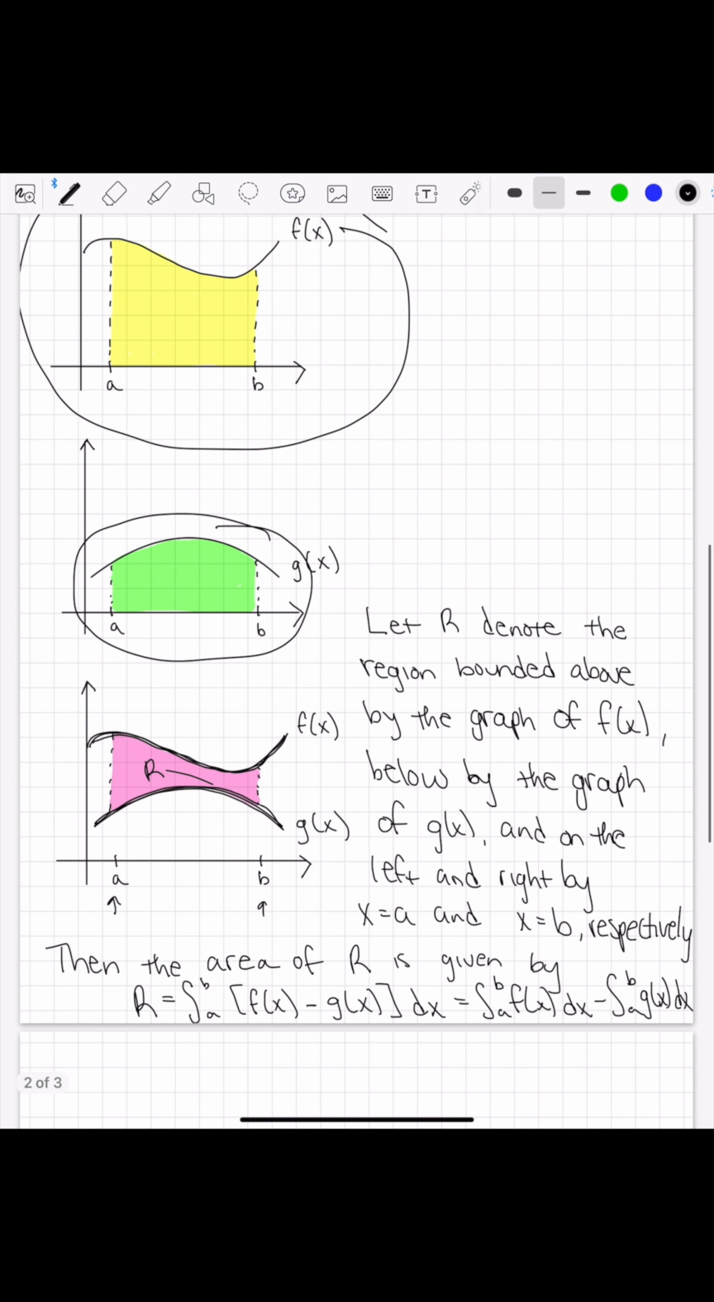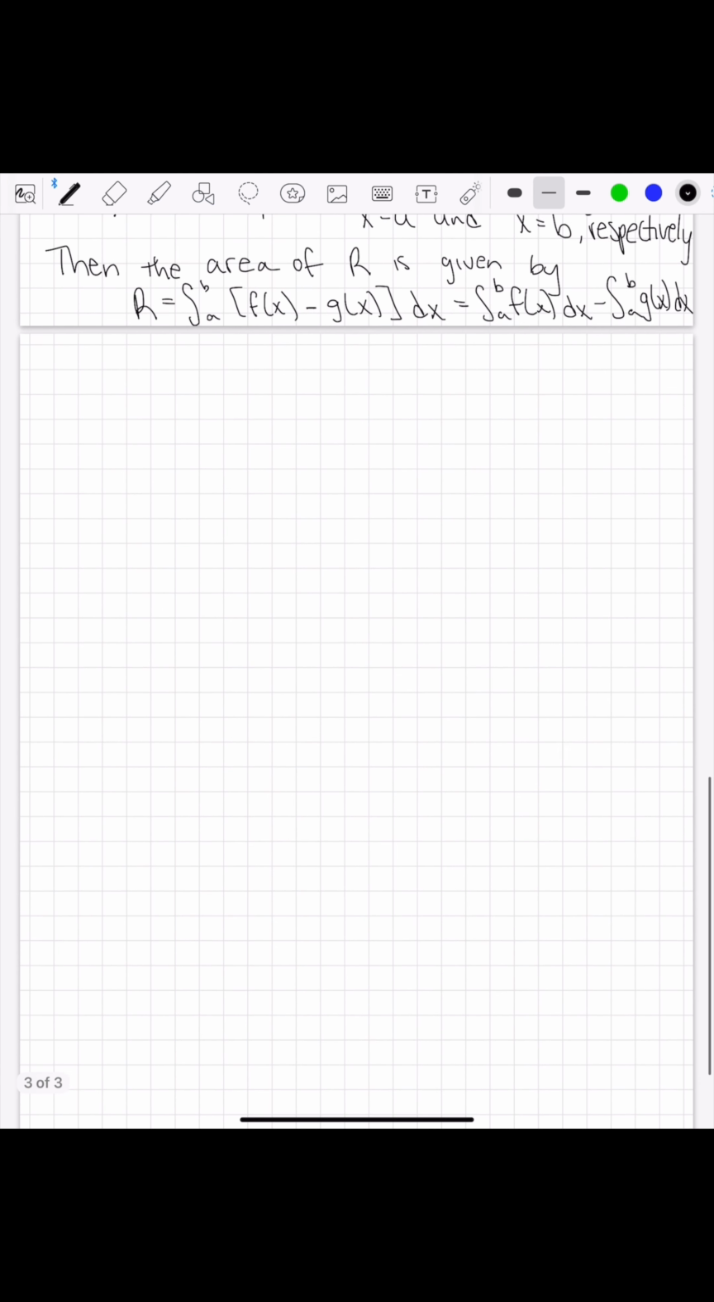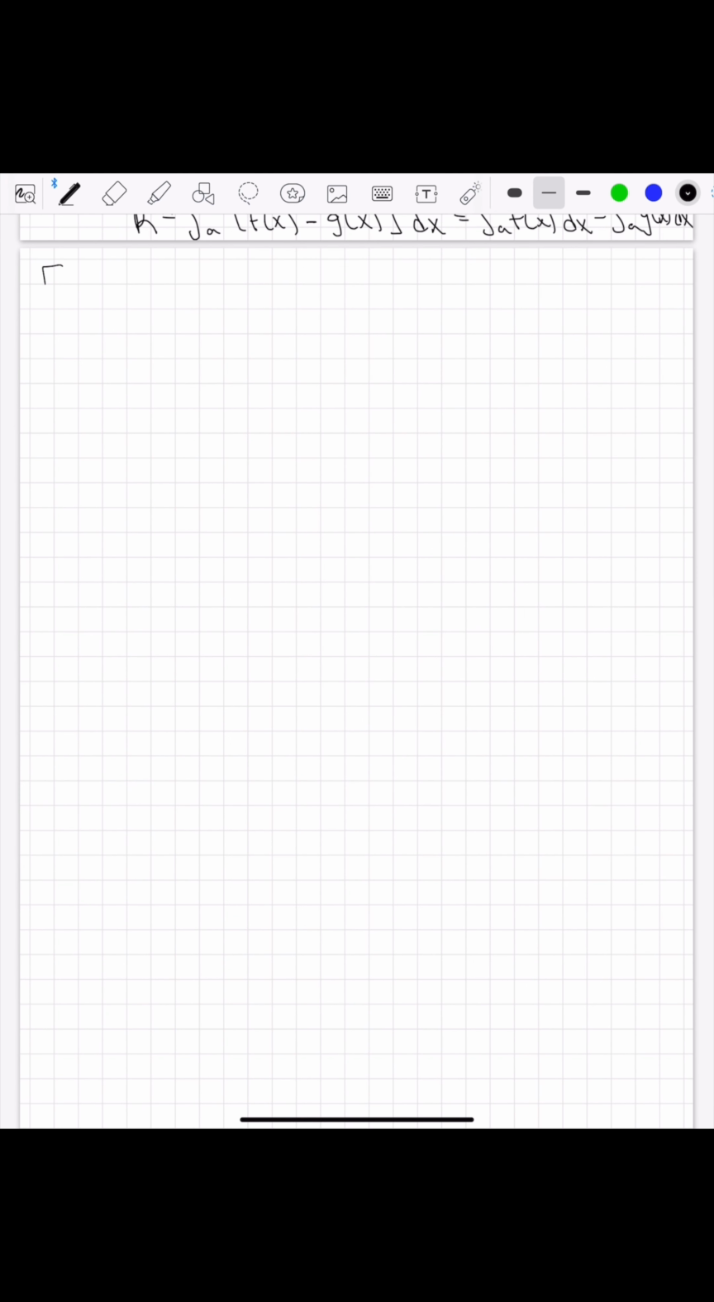Okay, so what we did is we took the area under f, and then we took away the area under g, and that left us with the area we were interested in finding. So that's how we define the area between curves. So let's do an example.